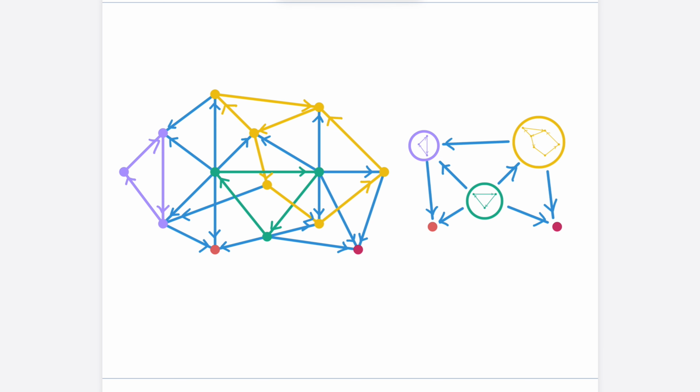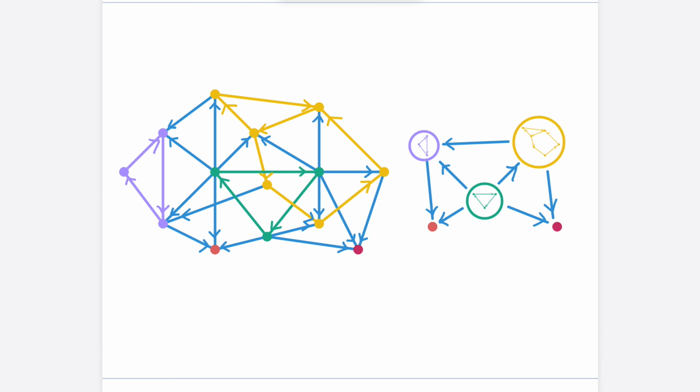Not a big deal. Now compared to this graph, there's something conspicuous about this graph. There's something nice about this graph. Yeah, it's a DAG. There's no cycles. Why are there no cycles?